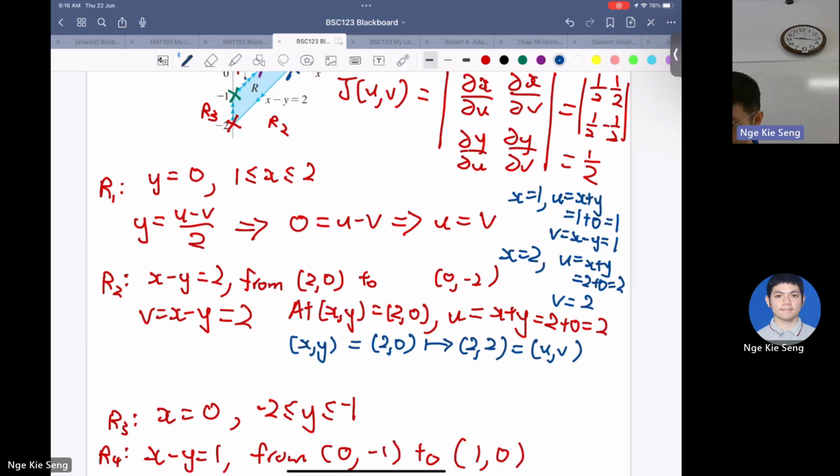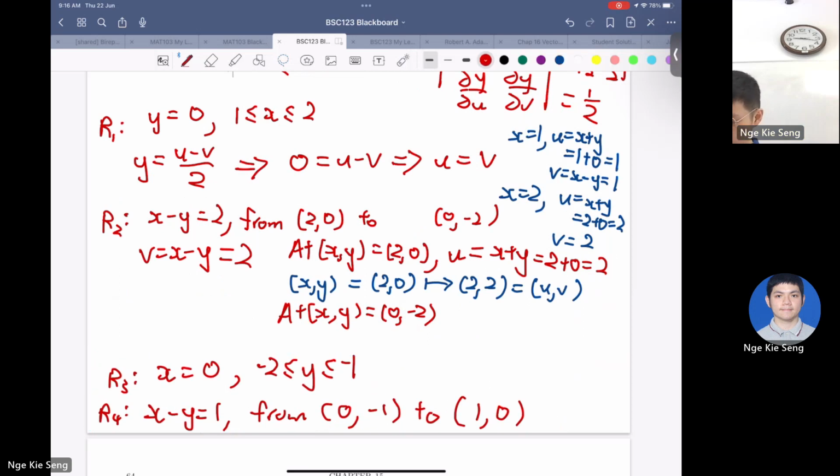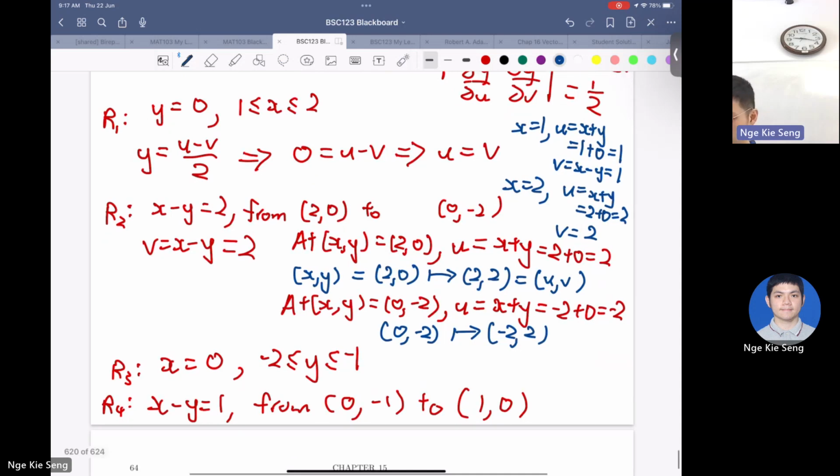How about at the other endpoint? When x, y equals 0, negative 2, what happened to my u? Negative 2. Okay, good. So u becomes negative 2 plus 0, which is negative 2. So 0, negative 2 gets sent to negative 2, 2. Let's plot these 2 points.